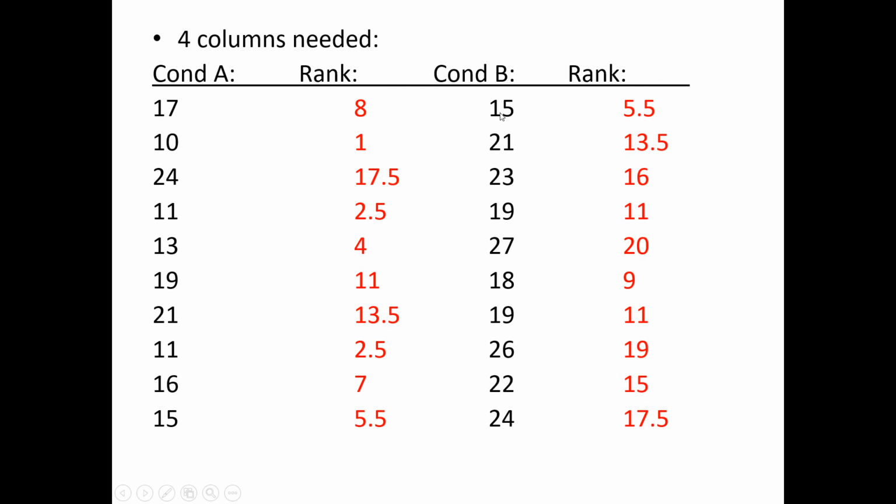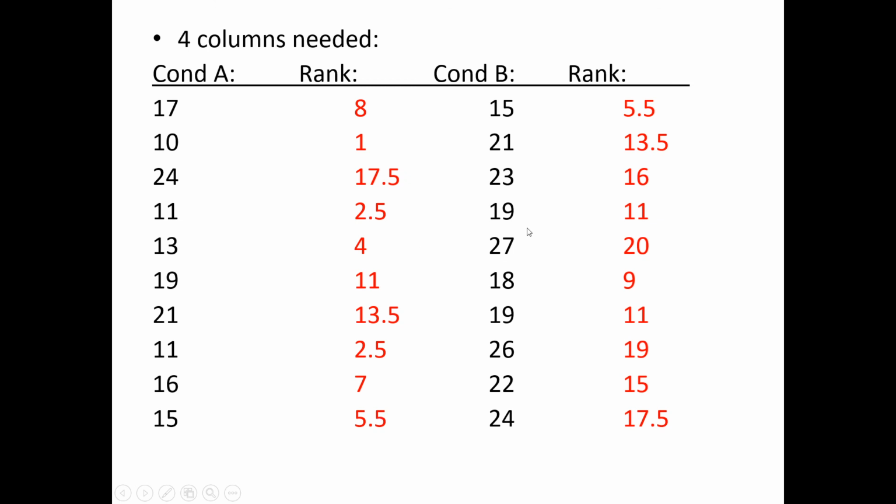Okay, there's a 15 there, and there's a 15 there. We have 2 15s. We don't have any more, so we give them the rank of 5.5 because, of course, our previous rank was 4. So 15, 15, we would go 4, 5, 6. So we take the median of 5 and 6, which is 5.5.